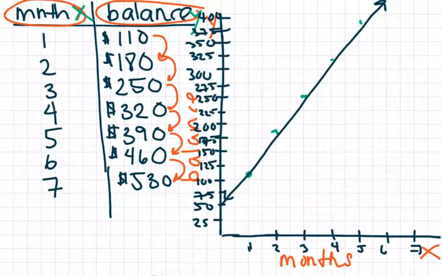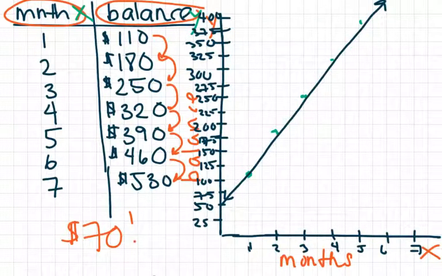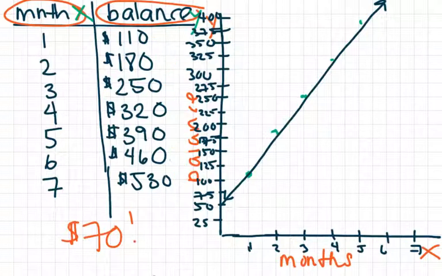Did you get it? The correct answer is $70. It's increasing by $70 every single month. You can go and check it out. If you weren't able to figure it out in your head, all you have to do to find the rate of change is take the bottom number right here and subtract the top number. So we're going to do 180 minus 110, and that is going to make 70.